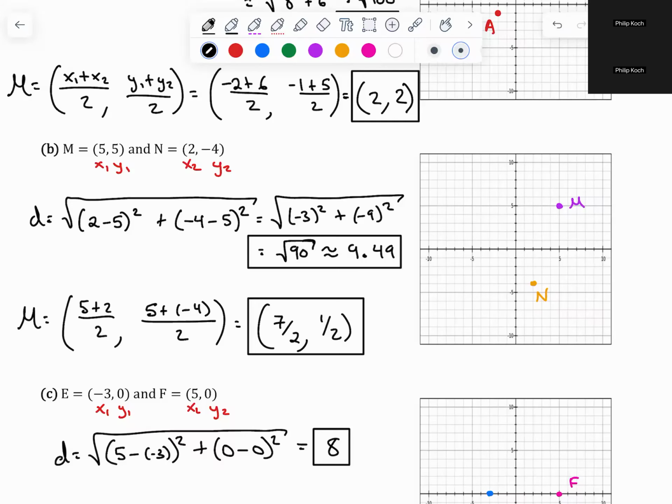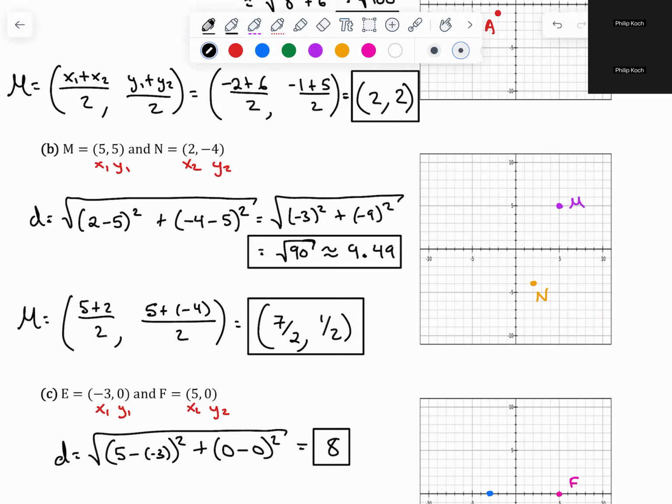So to talk through it now, once again, you can just label them x sub 1, y sub 1, and x sub 2, y sub 2, though it does not matter which one you choose to be your first one, so long as they're consistent. One of them needs to be an x sub 1, y sub 1, and one of them needs to be an x sub 2, y sub 2. Always as an x comma y.